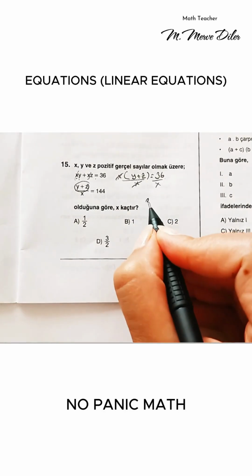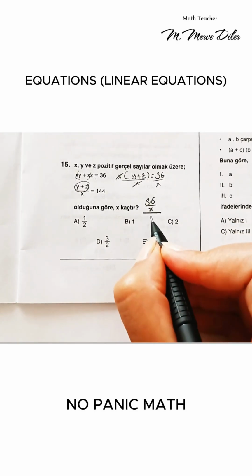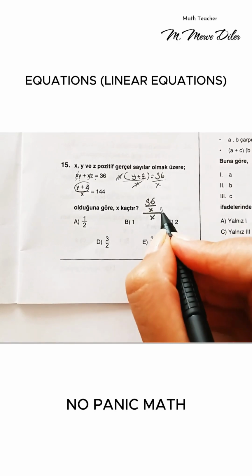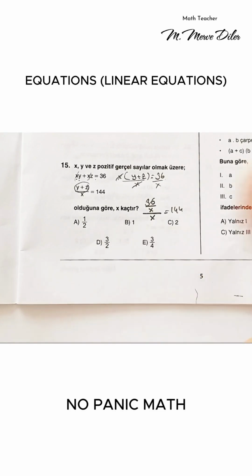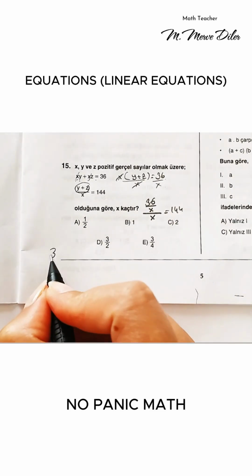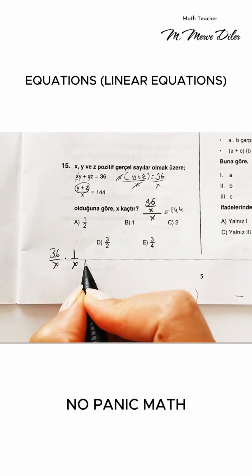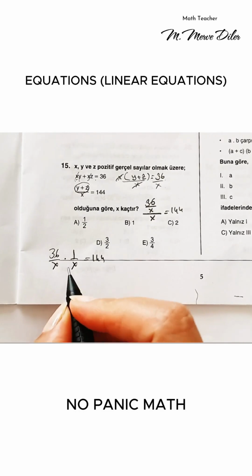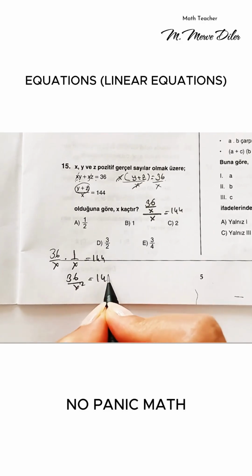So, if I come and write 36 divided by x instead of y plus z in this equation here. If we say divided by x, what were we doing, guys? We write the first fraction as is, and we flip the second one and multiply, right? Look, you remember, 36 over x times 1 over x, guys. And this equals 144. To sum up, 36 divided by x squared equals 144.